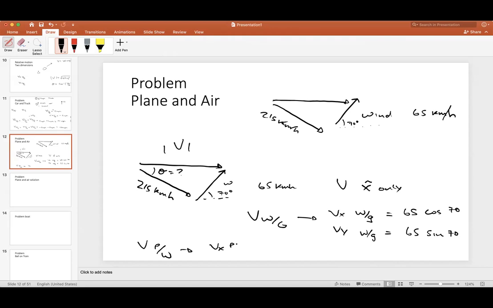Vx, plane versus wind, and Vy, plane versus wind. 215 cos theta, 215 sine theta. Okay, and this is in the x hat, and this is in the y hat. And we know that the velocity of the plane versus the ground, which is what v is, is in the x hat only. We'll talk about that in a minute.